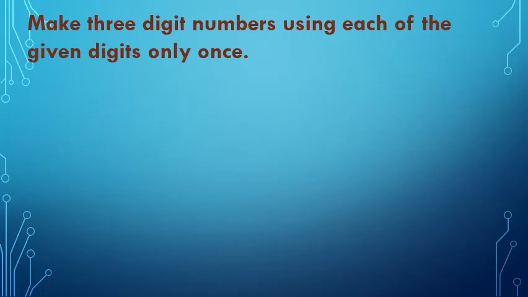Now here, make 3-digit numbers using each of the given digits only once. They will give us 3 digits, and they ask us to make 3-digit numbers. However many you can make, that much you have to make. That should be 3-digit numbers. And the condition is you have to use the given digit only once. Here I will show you a method.